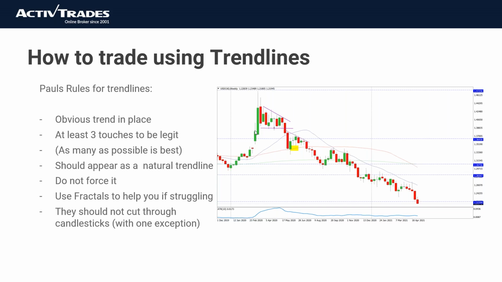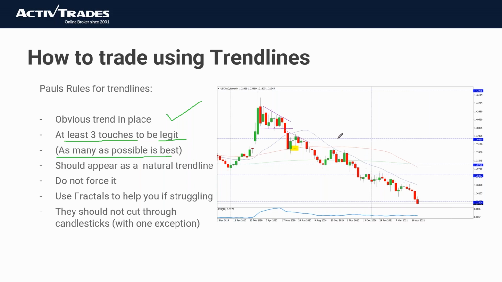So here are a few additional rules for trend lines before we go into talking about how we could utilize them. As you've heard me say a few times already, there should be an obvious trend in place. I also believe when it comes to trend lines that there should be at least 3 touches for it to be a legitimate trend line. Clearly, as many touches as possible is the best way that we would like to see, but at least 3 touches.